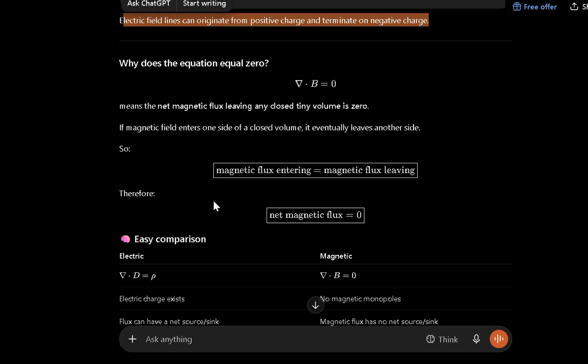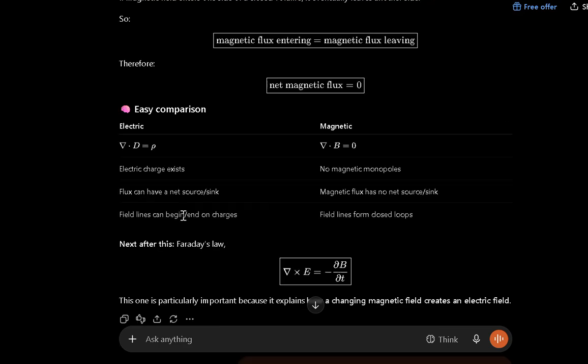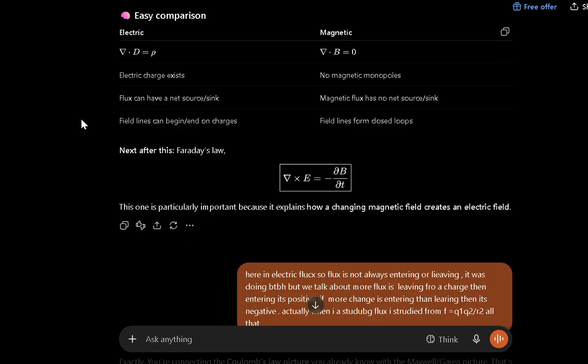Magnetic field enters one side of a volume and eventually leaves another side. The magnetic flux entering equals the magnetic flux leaving. Therefore the net magnetic flux equals 0. Next, after this we see Faraday's law. This is the curl of the electric field equals the change in the magnetic field.